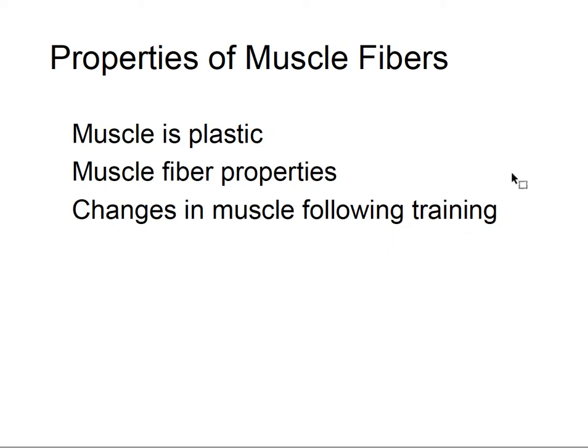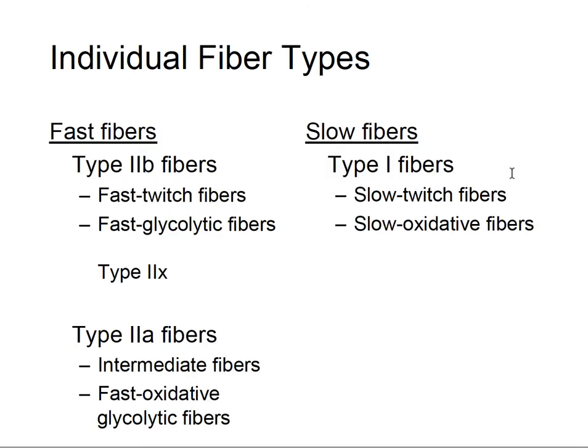And our book and other books think of muscle fiber types as being plastic, and that's actually pretty interesting to think about. That means that following training, these muscle cells or muscle fibers can adapt or can change their properties. And that's pretty interesting and pretty unique. So muscle is plastic, the changing of some muscle fiber properties and how these changes can occur following training.